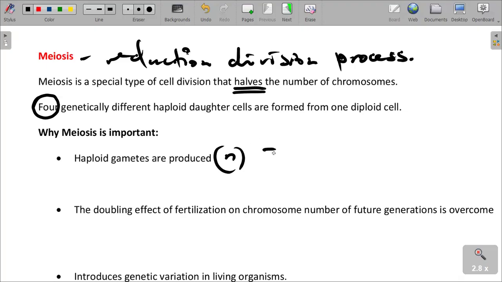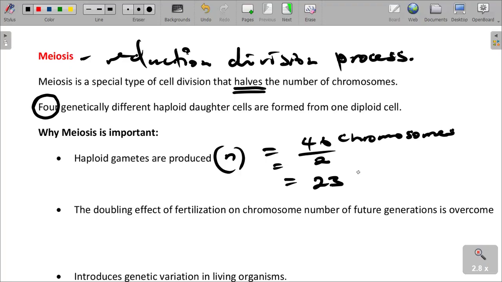Now, a normal human cell has 46 chromosomes. It has 46 chromosomes. So when meiosis has taken place, it divides by two. That is halving. When we divide by two, we get 23. When we get 23, this is equal to haploid, that is equal to n. So what you need to understand is that meiosis divides by 2 the number of chromosomes.